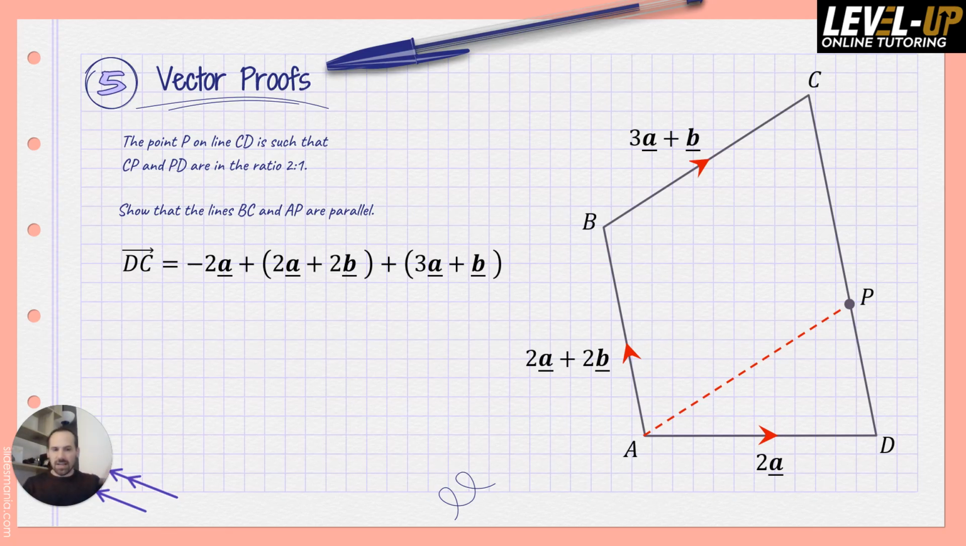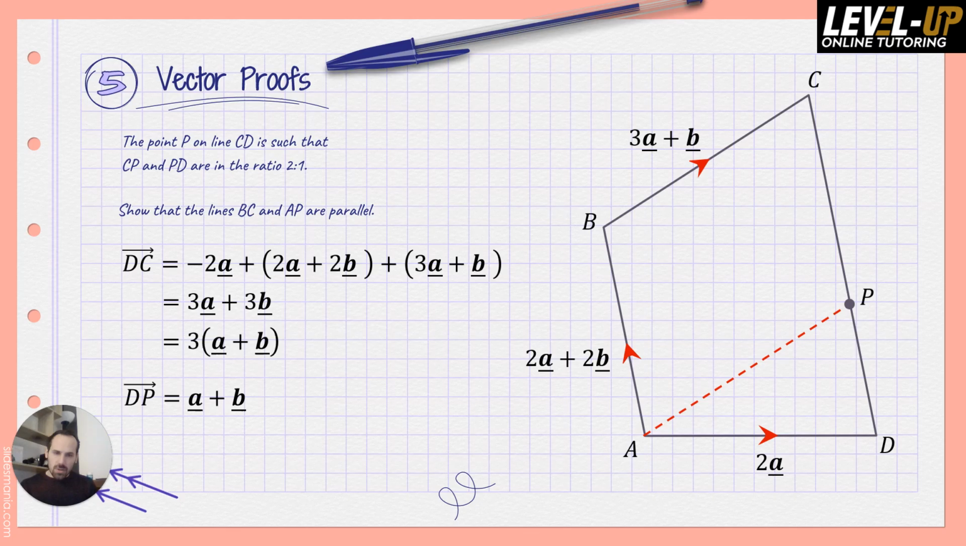Again, we go around the houses. D to A, which is minus 2A. A to B, which is 2A plus 2B. B to C, which is 3A plus 3B. We can just use our algebra skills to work all this out and factorize it. It's basically 3 lots of A plus B. So therefore, D to P being 1/3 of that comes out nicely to just A plus B, which is nice.